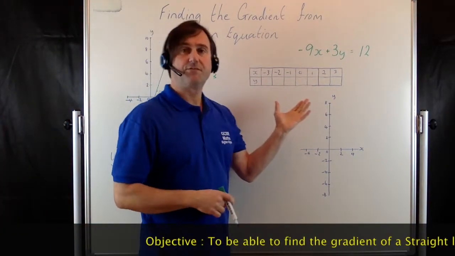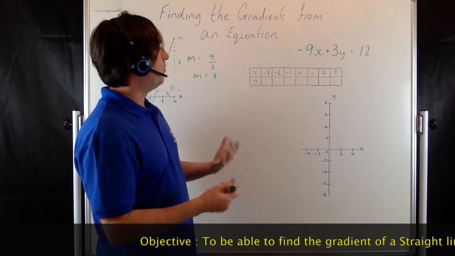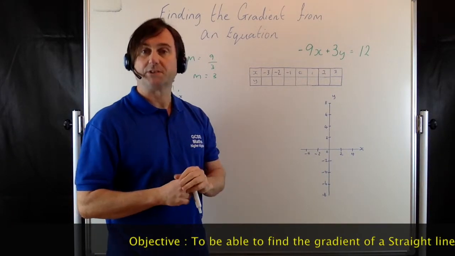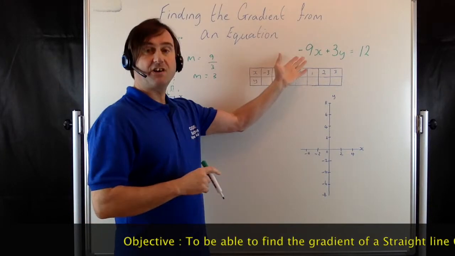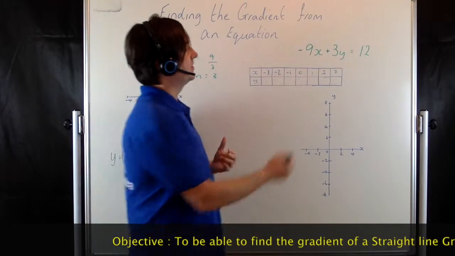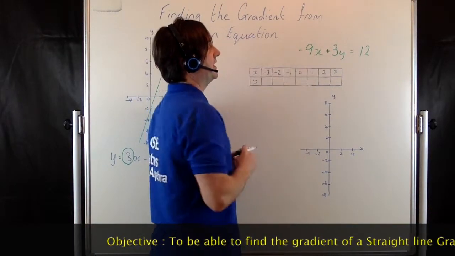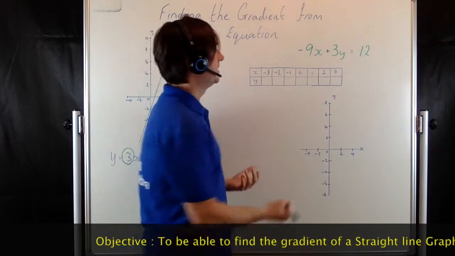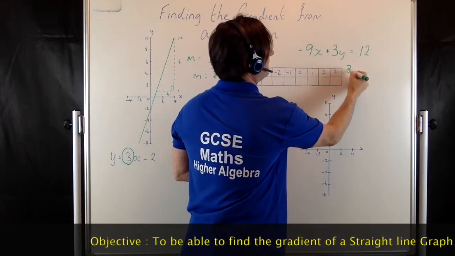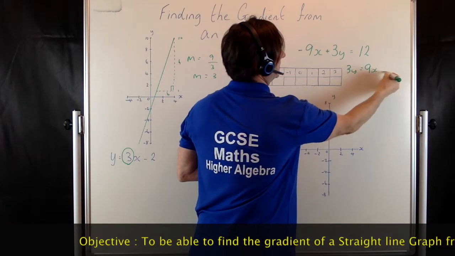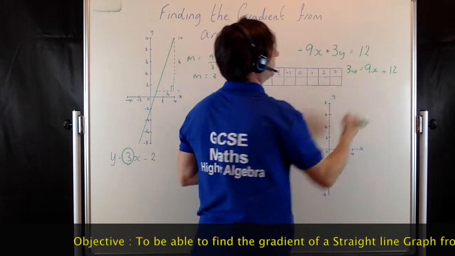Now it's not in the correct format. We want it in the form y equals something x plus something. We call it y equals mx plus c. So we need to rearrange this equation a little bit. I'm going to take this negative 9x over to the other side, where it's going to become a positive 9x. So I'm going to have 3y equals positive 9x plus 12.